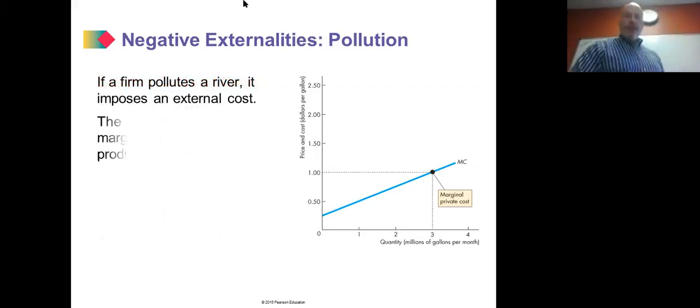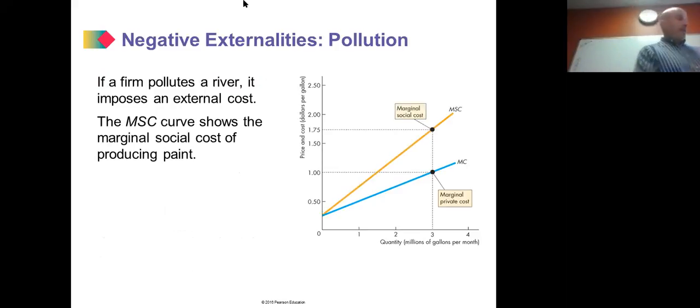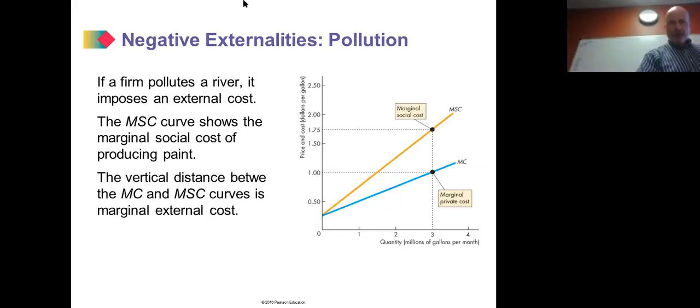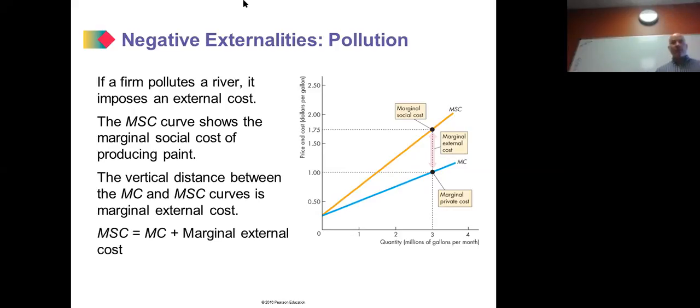If a firm pollutes a river, it will impose an external cost. So here, let's look at this. When output is 3 million gallons of paint per month, the marginal private cost is $1 per gallon. Marginal external cost is 75 cents per gallon. So what's the marginal social cost? $1.75. So the marginal cost is $1.75 per gallon. And we go back to marginal social cost is equal to marginal private cost plus the marginal external cost.